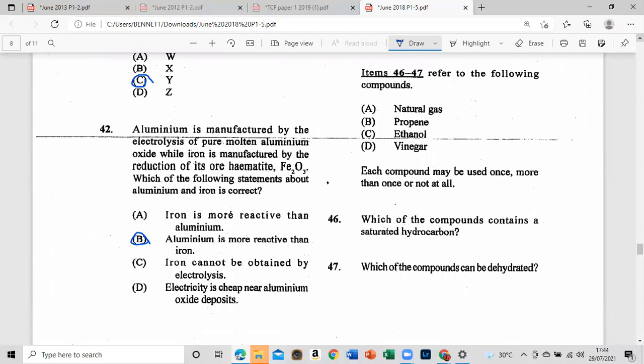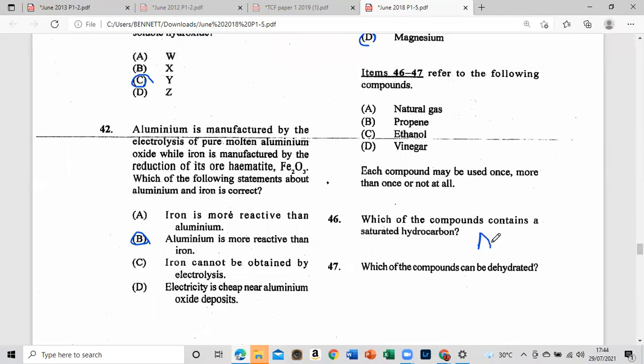Items 46 and 47 refer to the following compounds. We have natural gas, propane, ethanol, and vinegar. So this is a new question. Each compound may be used once, more than once, or not at all. 46. Which compound contains a saturated hydrocarbon? And that is A, natural gas. Make note of it, guys.